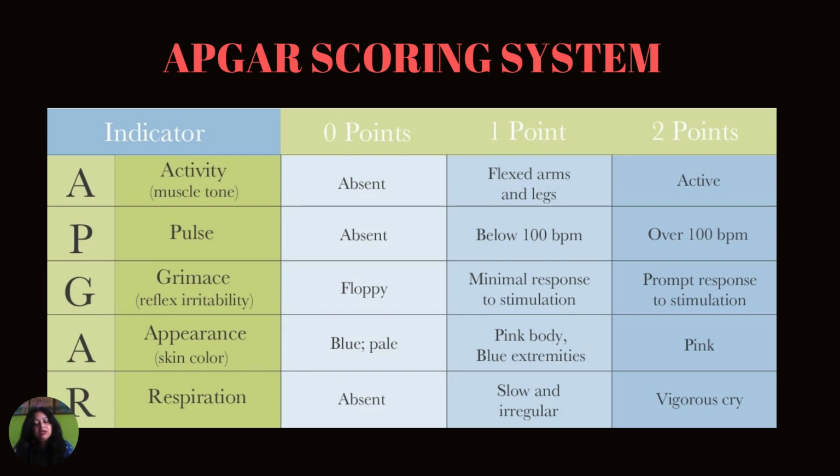Regarding the respiration, if it is absent, you assign 0. And if it is slow and irregular, then you assign 1 point. And if the child is having a vigorous cry right after birth, then you give 2 points. So this is how the composite scoring is done and the totaling is done, and based on that you categorize.